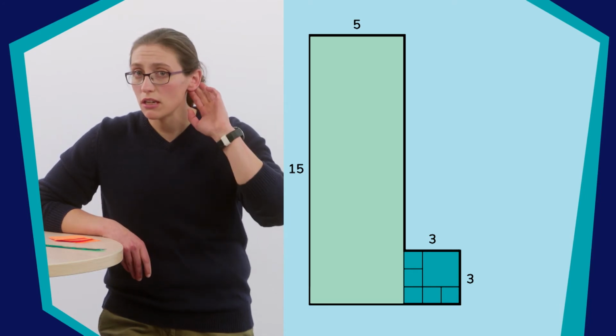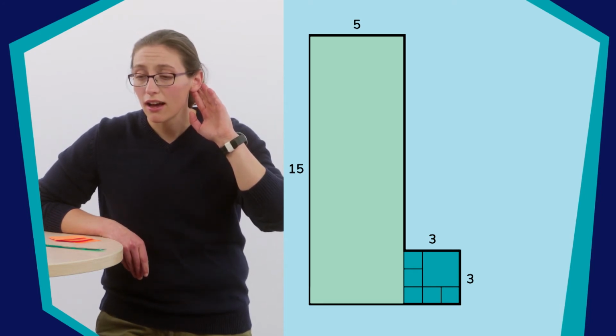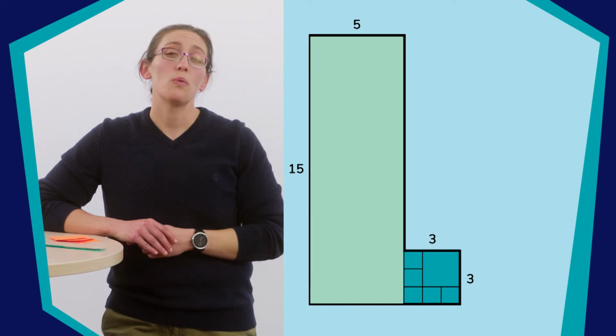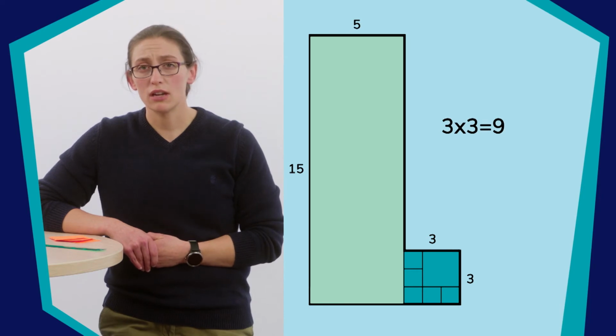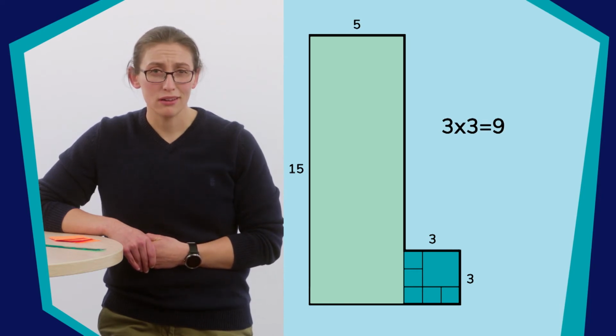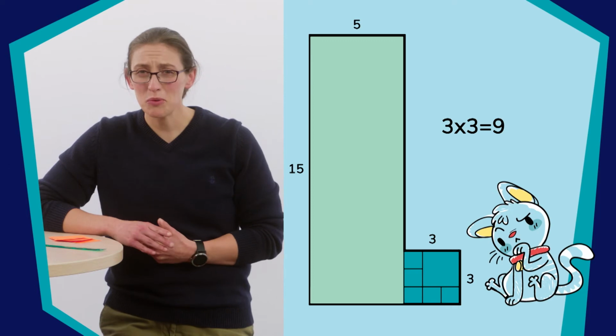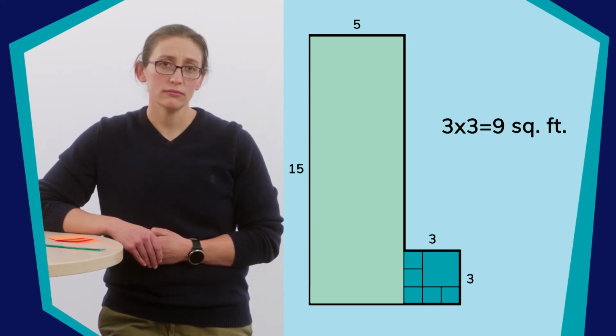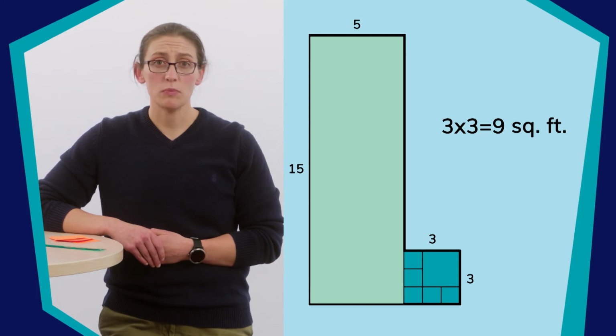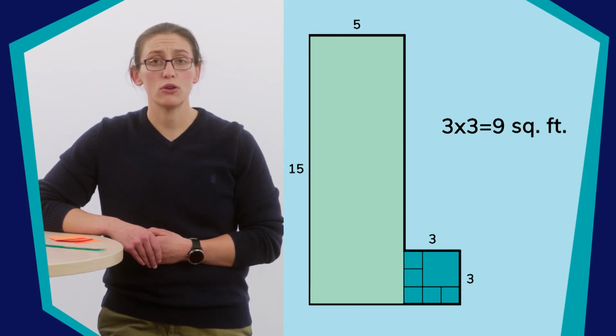Can you whisper it to me? Yes, we are going to have 3 rows of 3 squares. So 3 times 3 equals 9. But 9 what? Cats? Ironing boards? Right, 9 square feet. Now, let's combine these parts that we decomposed to find the total area.